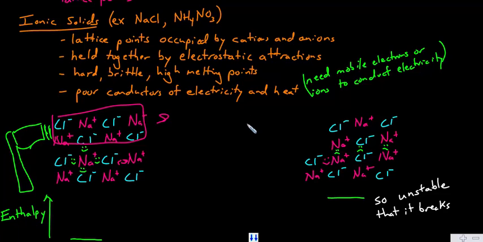Now, in order to conduct electricity, there need to be either mobile electrons or ions. So ionic solids are poor conductors of electricity and heat. In each of these ions, the electrons are pretty much stuck to those ions. They don't flow about randomly. So there are no mobile electrons. And in our solid, the ions are not mobile. However, if you were to melt this ionic solid, then you would have mobile sodium and chloride ions, and therefore it could conduct electricity. So only if ionic solids are melted will they conduct electricity, or if they're dissolved in water, they can be mobile as well.